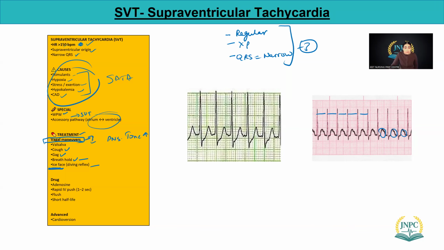But if those things are not working, they are all non-pharmacological methods, but if they are not working, then only think about adenosine. So adenosine is your drug of choice. But on NCLEX, if they give you the strip and then give you, for example, 4 drugs and you have to really pick one, adenosine is one of them. This is a very interesting drug. But adenosine, how do we give that?